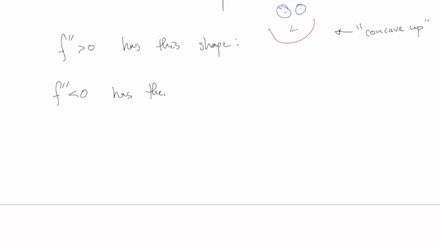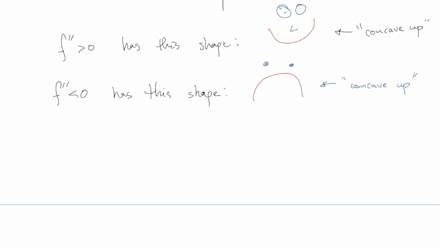That is the same shape but upside down. This is the frowny, and I hope it makes sense. Remember, f double prime being less than 0 means the slope itself is decreasing as you go left to right. That's definitely true here, because the slope is positive, then becomes 0 in the middle, and then negative over here. So it is decreasing, going from positive to 0 to negative. This is referred to as concave down.